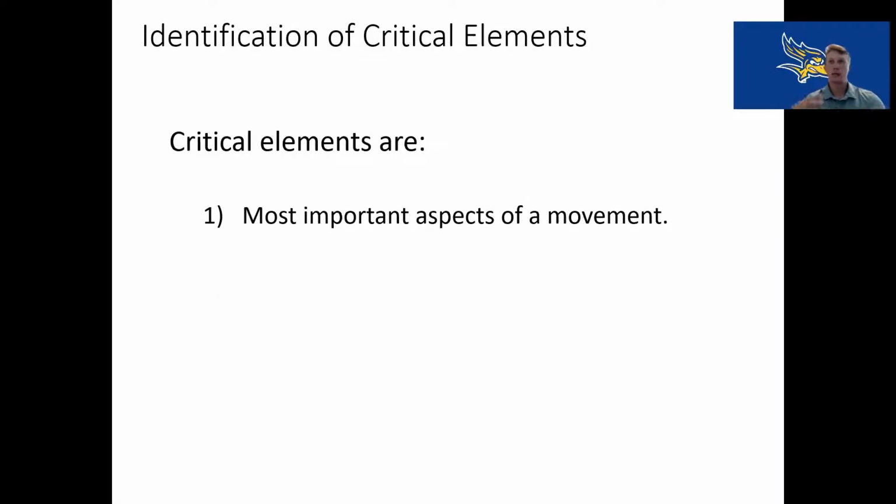Okay, when we identify critical elements, we're looking at what are the most important aspects of the movement. What is critical? What is necessary within this movement to achieve the task or achieve the movement goal to the best quality possible? That means safety, efficiency, and effectiveness. Okay.